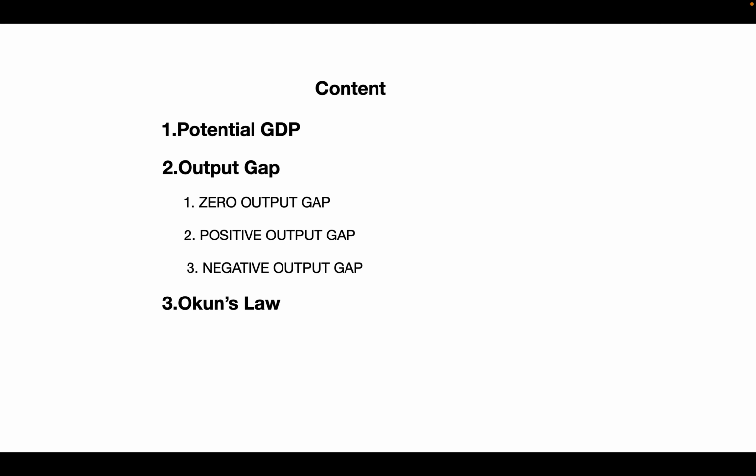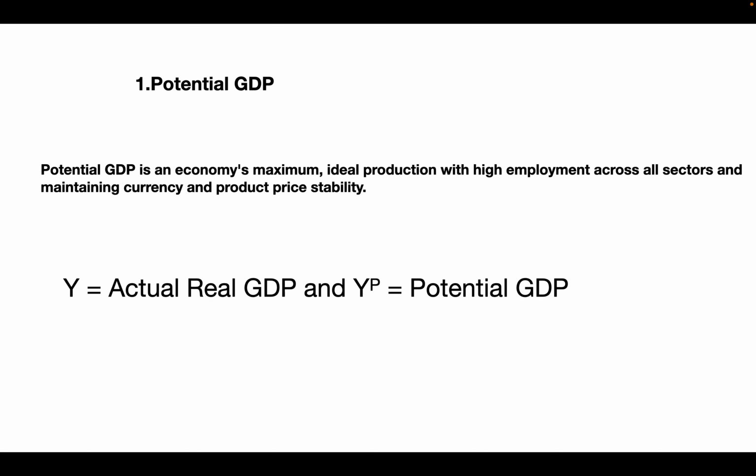So today we will be talking about the potential GDP, the output gap, and Okun's law. First of all, let's take a look at what potential GDP is. Basically, potential GDP is an economy's maximum ideal production with high employment across all sectors and maintaining currency and product price stability. In short, we can say that potential GDP is the ideal GDP that we can achieve.